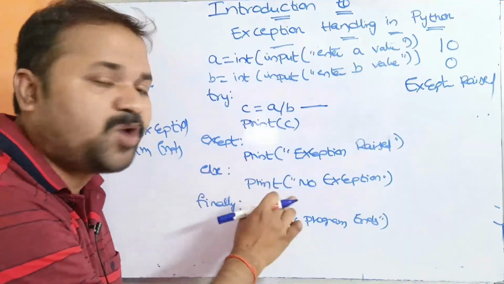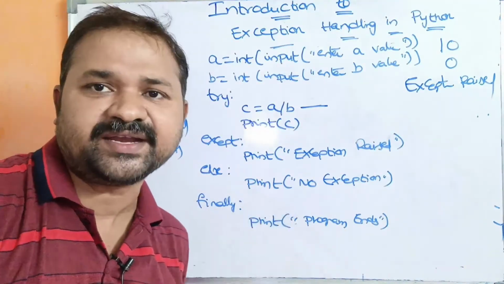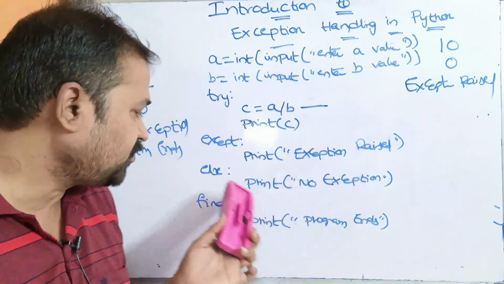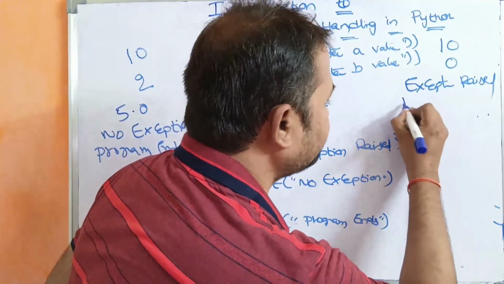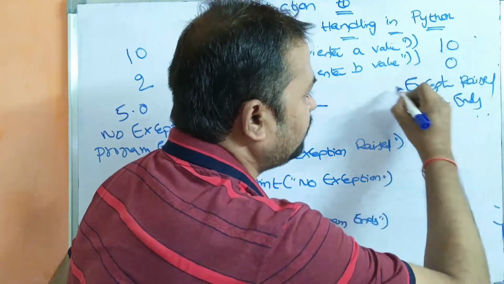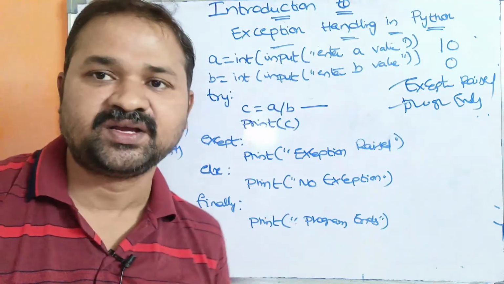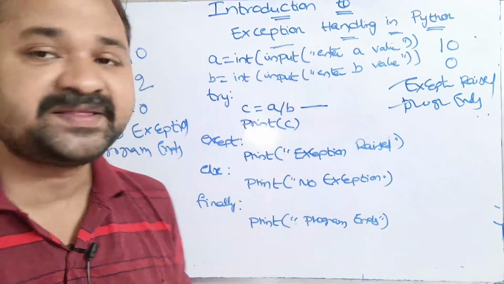Next, the else block won't get executed. Why? Because the else block will get executed only if there is no exception, but here we have an exception. So the else block won't get executed, and finally always gets executed. So we will get the output program ends. So we will get these two lines as the output, whereas earlier we got three lines. In this way we can handle exceptions in Python programming.